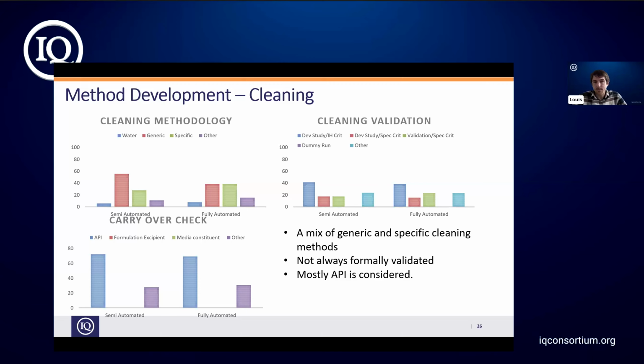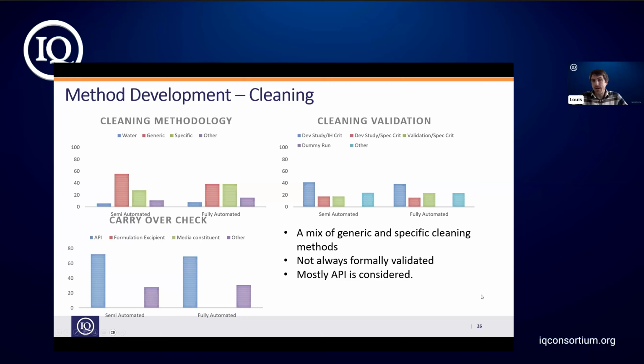The responders replying other, if you look at the comments, it's mostly a stepwise approach where they would have a generic methodology and they would check whether that works. If that works, they stick to the generic one. If that doesn't work, they would, for that product, develop a specific one.